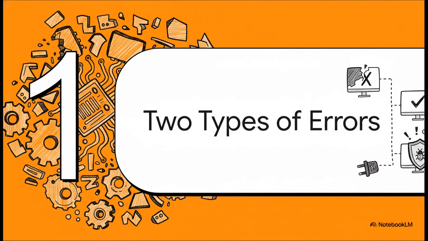Okay, so to really get why programs break, you first have to understand that not all errors are the same. They pretty much come in two main flavors. There's the kind that stops a program before it even has a chance to start, and then there's the kind that ambushes it while it's already running.